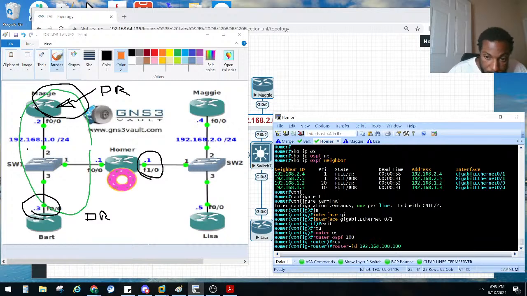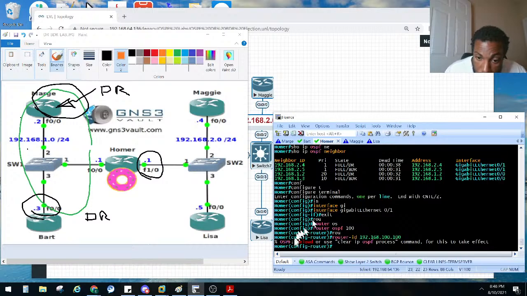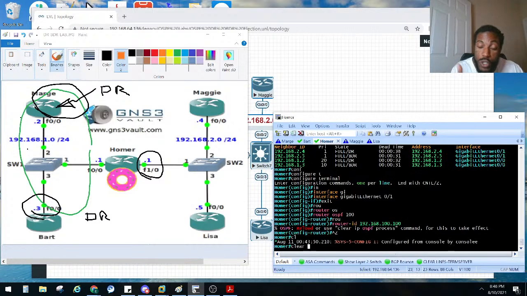We'll do that. Same thing though. You've got to reload or clear the IP OSPF process. I'm not going to reload because we'll lose all of our settings, so we'll just clear the process, right? This is kind of like a soft reset. You can do this with BGP as well, right? I think you can do that with OSPF also. I mean, EIGRP as well.